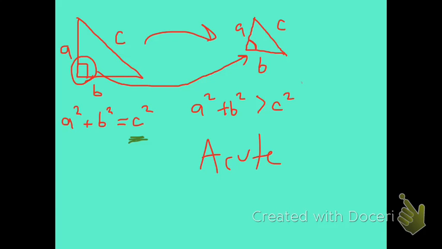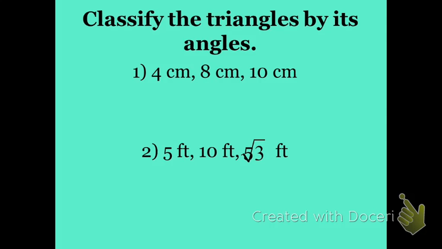So when a squared plus b squared is greater than c squared, in other words, the hypotenuse squared is smaller than the leg squared, then the triangle is acute. So hopefully that's how you can think about it or visualize the Pythagorean theorem, or the converse of the Pythagorean theorem when you're doing these problems.